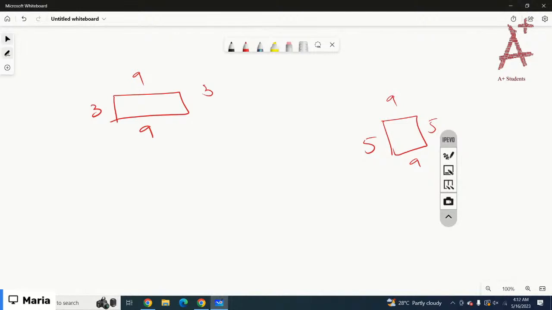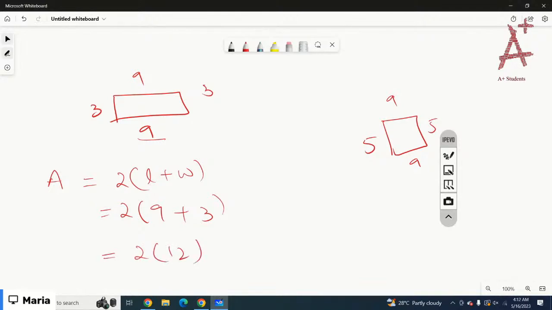Yes, you can ask questions. The area of the rectangle is always 2 times length plus width. So it would be 2, length is 9, width is 3. 9 plus 3 is 12. It would be 12 times 2, and 12 times 2 is 24.